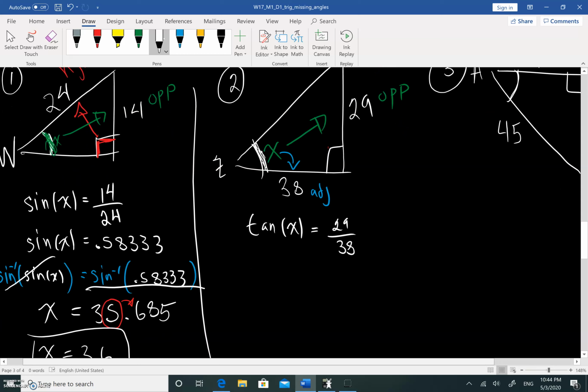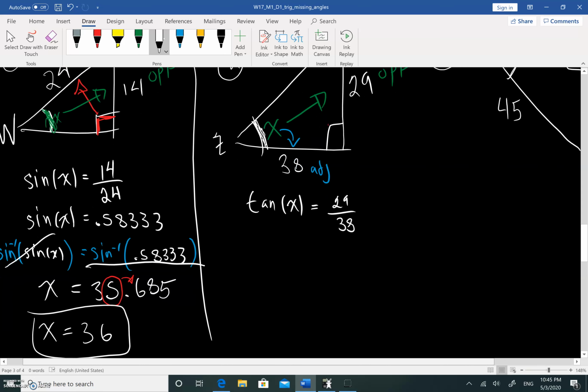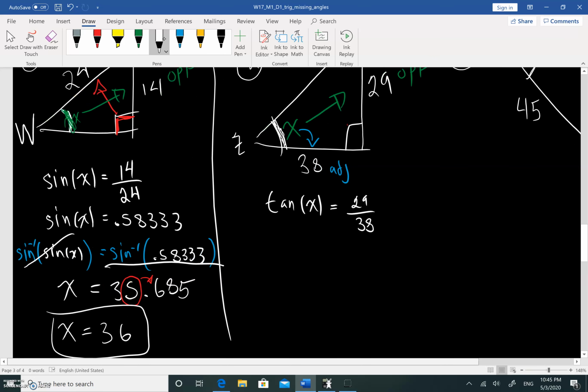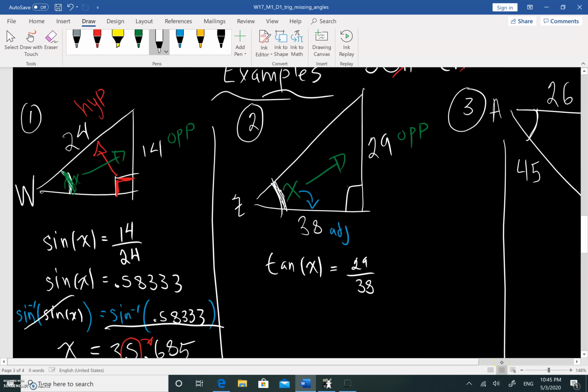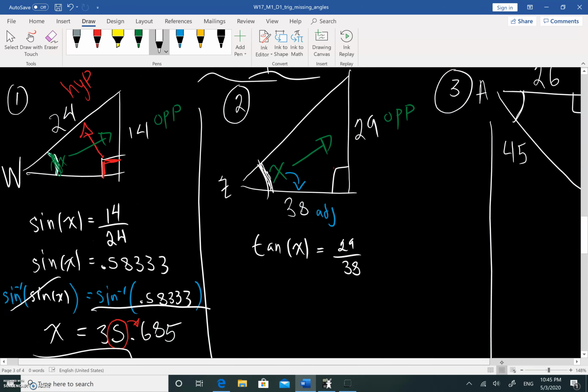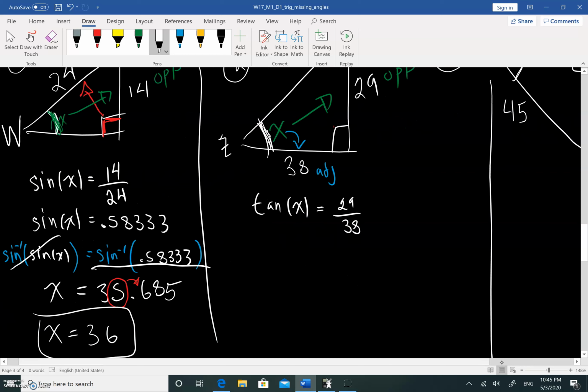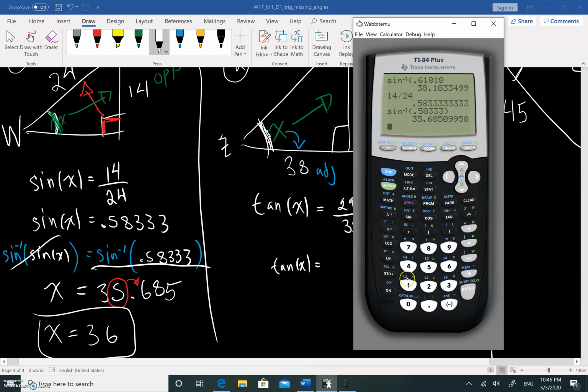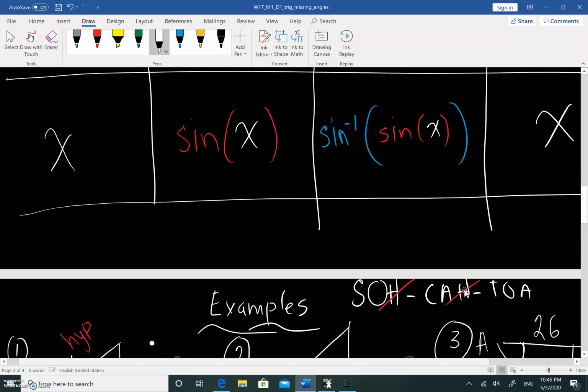What do I have to do with that fraction? You have to go ahead and put it in a calculator, right? So I'm going to make a little bit of space here just so that I can show you a different way to do this too. So yeah, that looks pretty good. So we're going to go ahead and write tan of x is equal to, and using my calculator, 29 divided by 38. That gives me 0.76.